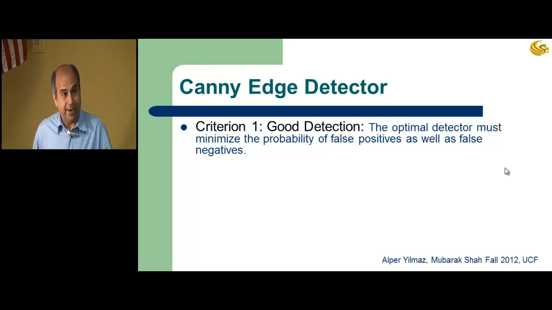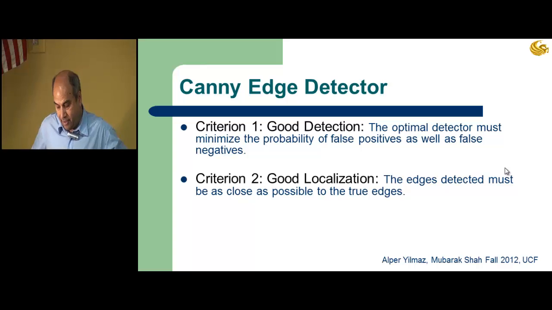First, it should have good detection, which means the optimal detector must minimize the probability of false positives as well as false negatives. False positive means it gives you an edge, but it's not an edge. False negative means it missed the edge. So that is one criterion, and he came up with a mathematical form of that expression which he wanted to optimize. The second criterion was that it should localize the edge: the edges detected must be as close as possible to the true edges.